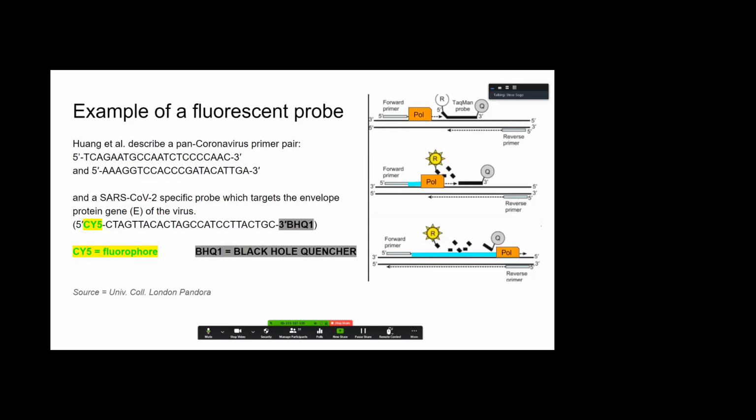TaqMan is probably a pun on Pac-Man. Taq is Thermus aquaticus. That's the species of the bacteria that makes the polymerase that works at really high temperatures. That's why it's Taq. So then this sits in the middle. It only binds to virus DNA.